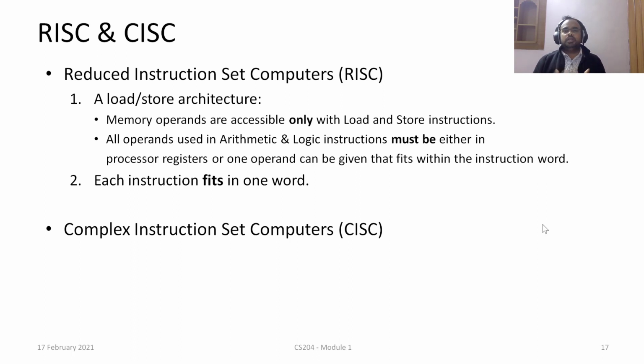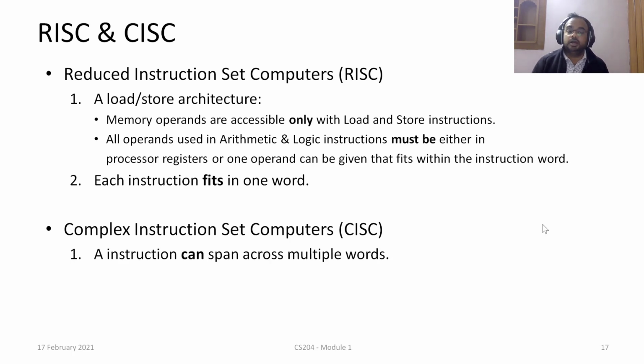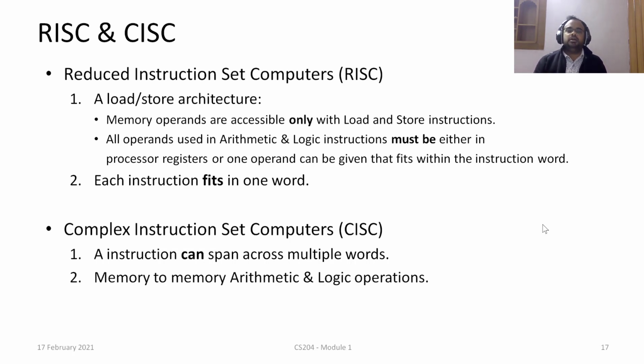Coming to the CISC ISA, as the name says, not only the simple instructions but some complex instructions can also be present in this kind of ISA. And it has the flexibility that the size of one instruction can span multiple words. It also has the flexibility that we can perform arithmetic and logic operations on two data items which are in the memory. Unlike the RISC ISA, where we expect the data items to be available in the registers, here we can directly operate on data which is in the memory. Of course, we need to get them to the processor and write the result back to the memory. All this will be performed by one single instruction itself.